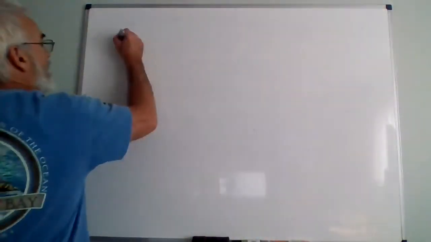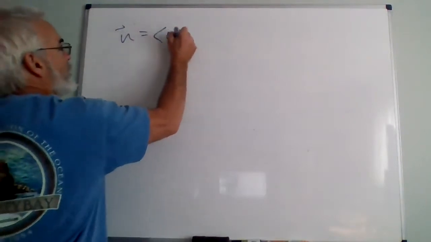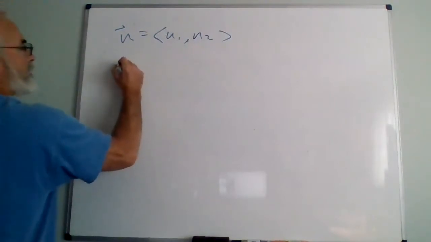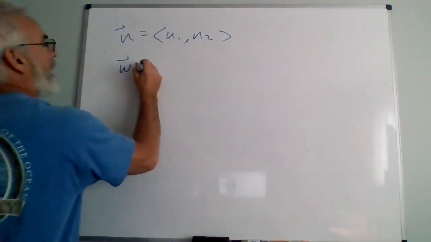Is there a vector that acts like an additive identity? So a vector u is u1, u2, and let's say I have a vector, we'll call it w, this time.